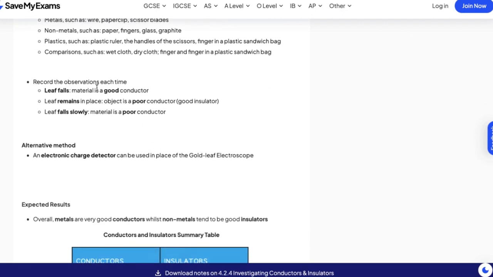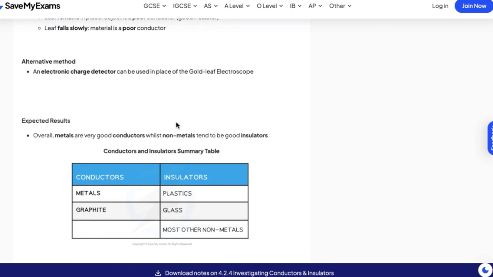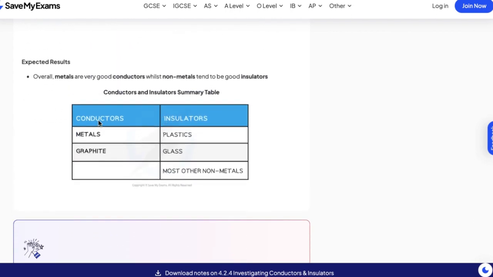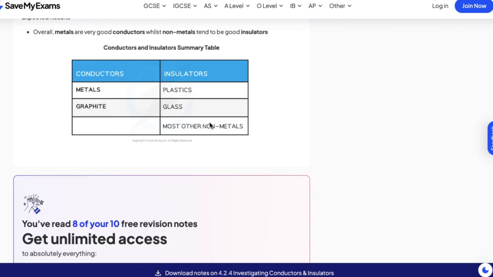Now you record the observation each time. If the leaf falls, the material is a good conductor. If the leaf remains in place, the object is a poor conductor, that is, an insulator. So before we go, examples of conductors are metals and graphite; examples of insulators are plastic, glass, and most non-metals. This is all we have for this section.